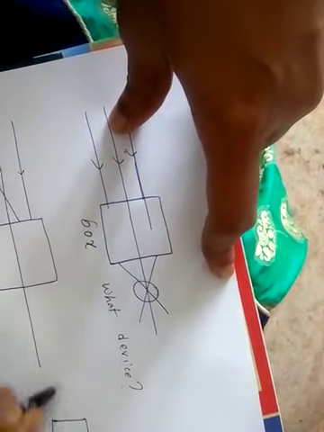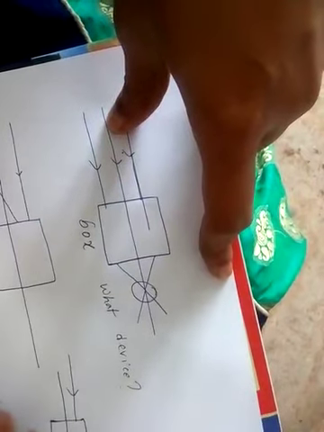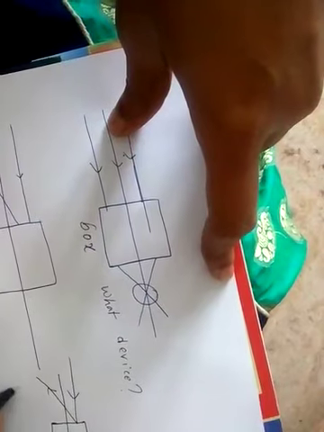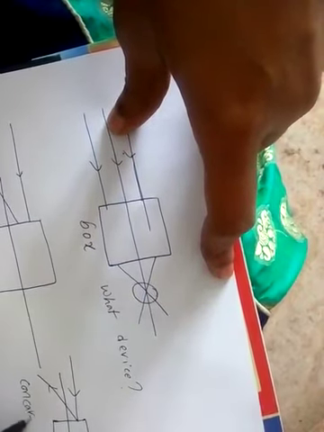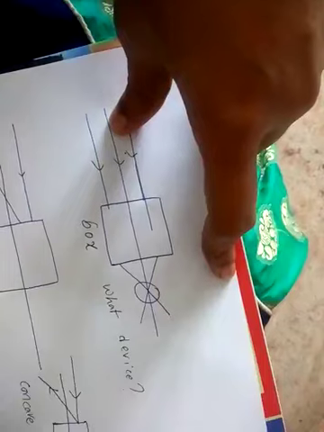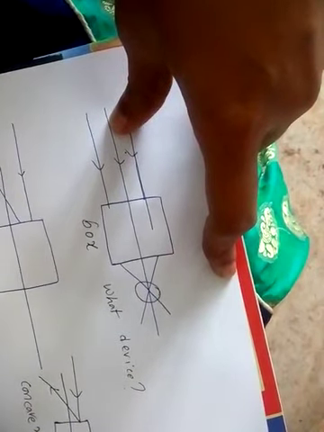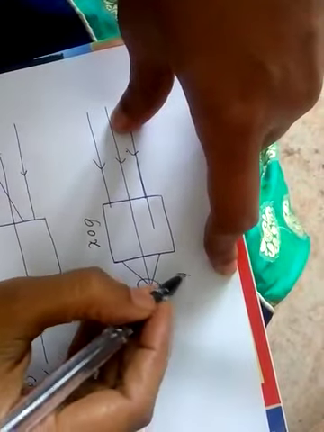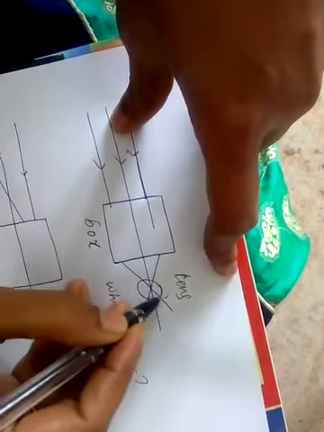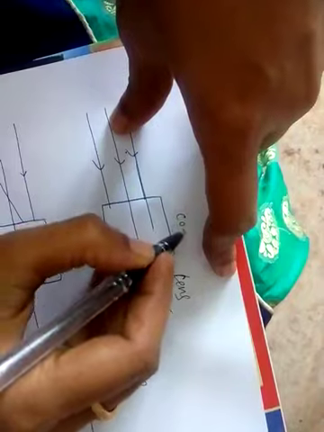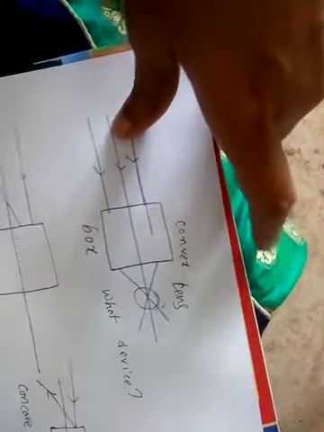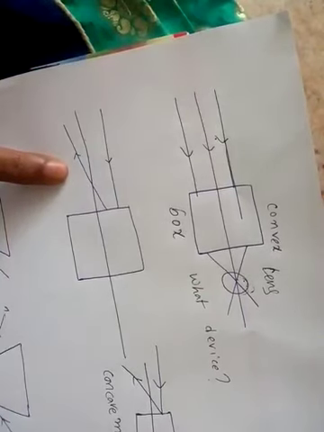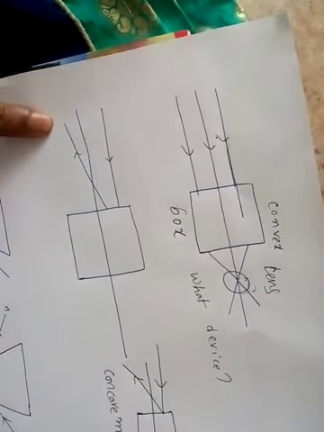Don't get confused. If the light is going like this, if they give the light like this, then this is a concave mirror. But here the light is going to the opposite side. It is going to the other side. Then we call it a lens. And here the light rays are converging. That's why it is a convex lens. Here you see this will be a concave mirror because the light is reflecting back.